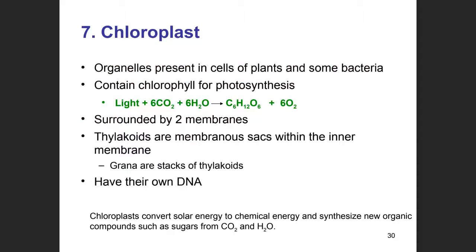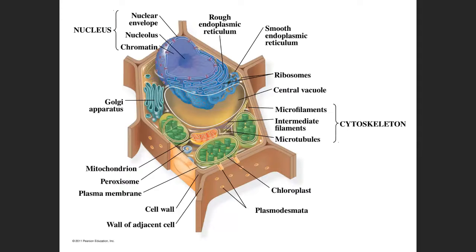Chloroplast. Mitochondria, you can find in both animal and plant. The chloroplast, you cannot find in animals. It's only in plants. Let me show you in the plant. We go back to our original cell. These are chloroplasts. Those green strings that you are seeing over here, those are chloroplasts.